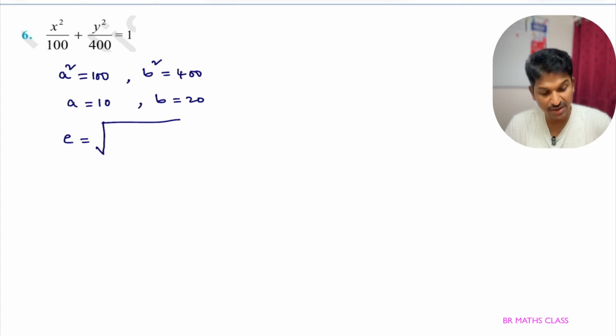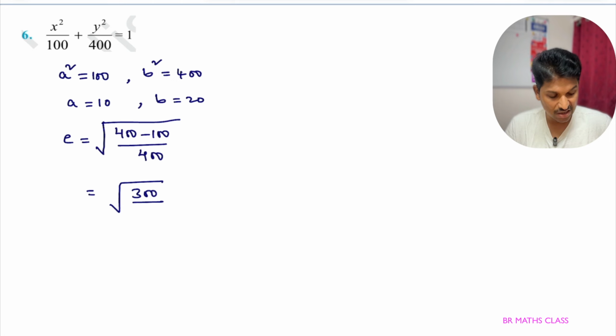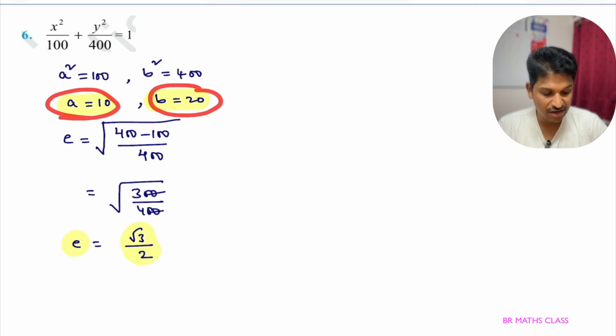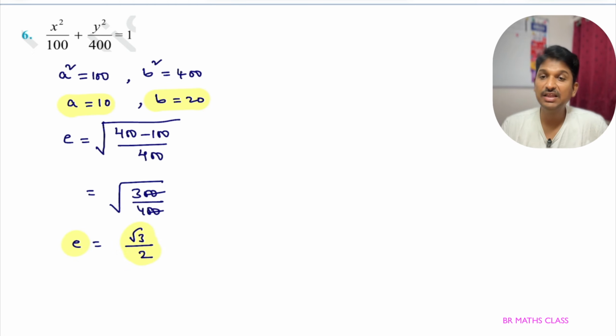Root over bigger number minus smaller number: 400 minus 100, divided by bigger number 400. So 400 minus 100 is 300. Root over 300 divided by 400. If I simplify this, this is root over 3 by 4. This can be written as root 3 divided by root 4. Root 4 value is 2. So I got three major values a, b and e. Now I'll substitute this a value, b value, e value in these formulas.